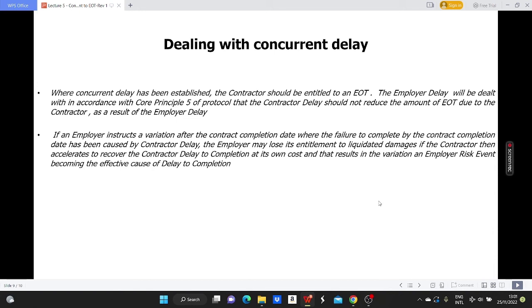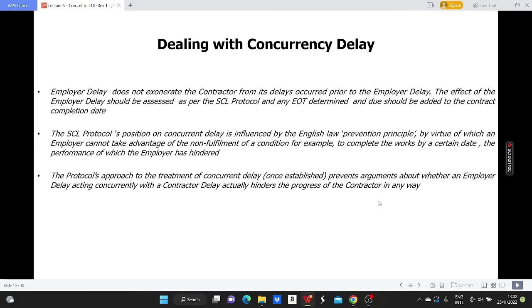Employer delay to completion does not exonerate the contractor for all its delays prior to that employer delay to completion occurring. The effect of the employer delay should be assessed in accordance with core principle 5 of the SCL protocol, and any EOT determined due should simply be added to the contract completion date.